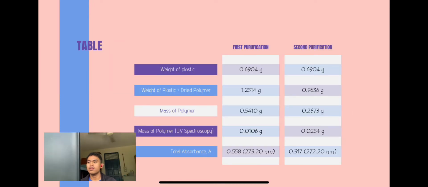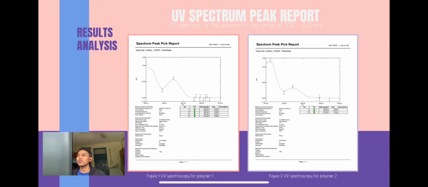After the experiment is done, this is the result, which is the mass of polymer for the first and the second purification. Okay, so we are going to take a look at the UV spectrum peak report under result analysis. This is the UV spectrum of the solution in the range of 300 to 200 nanometer.